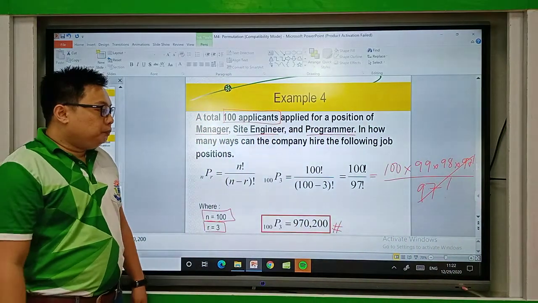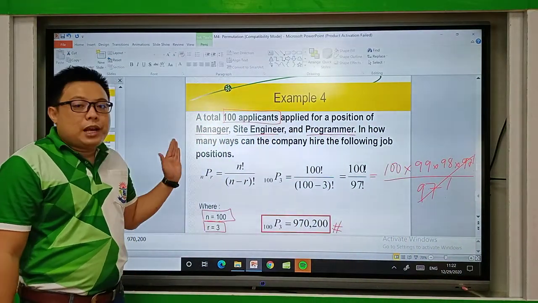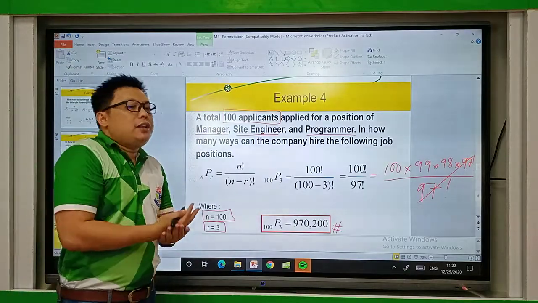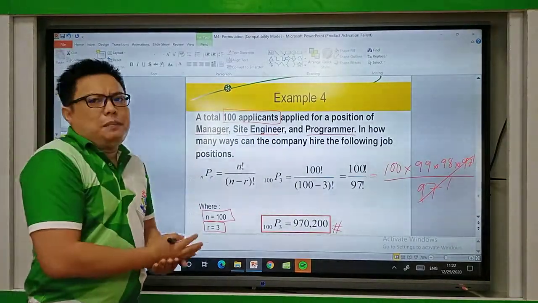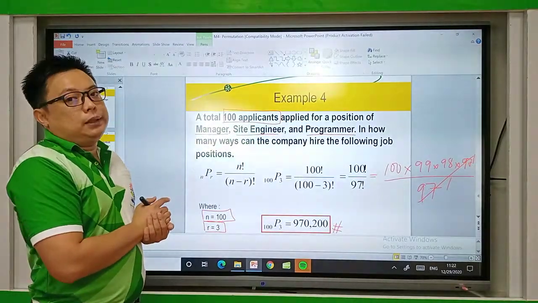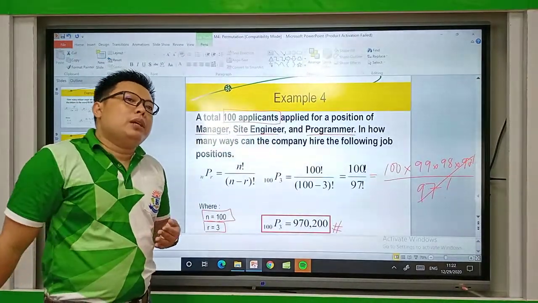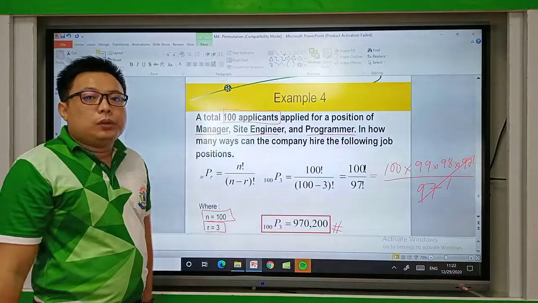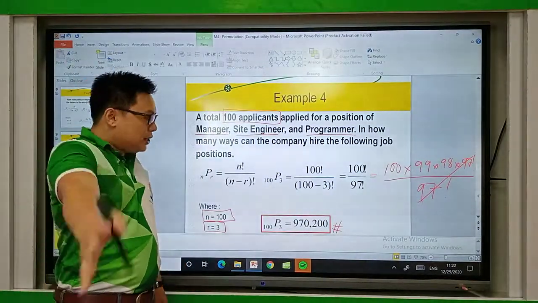Actually, this permutation is closely related, really similar, to the fundamental counting principle. We will talk about the comparison between the two in our next lesson.